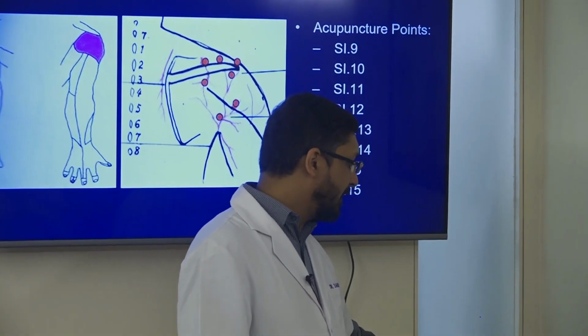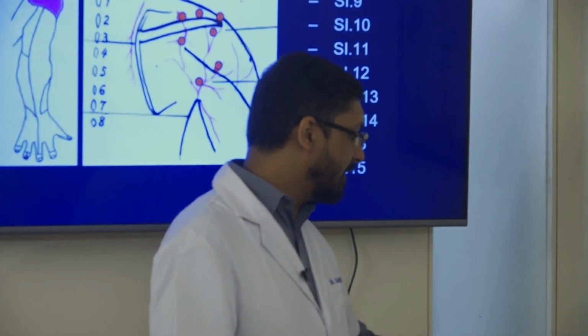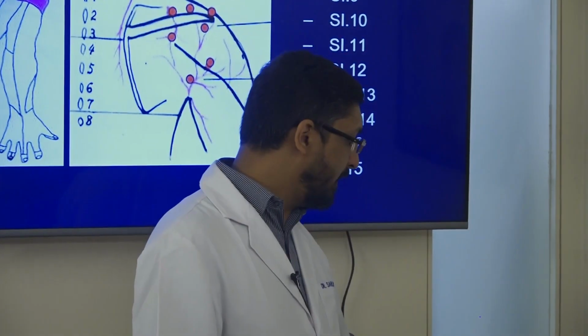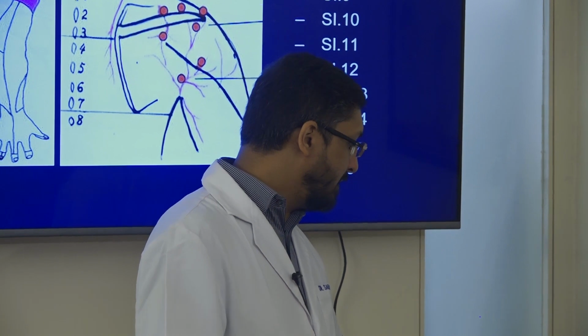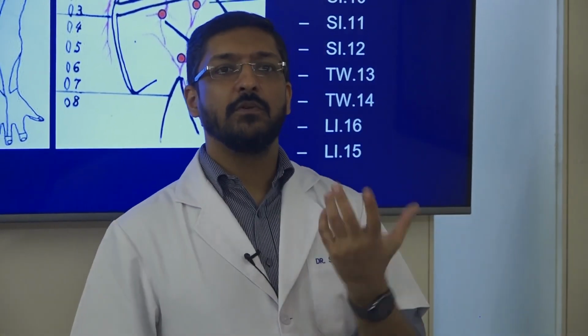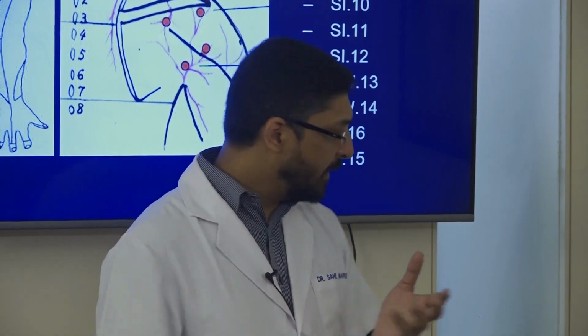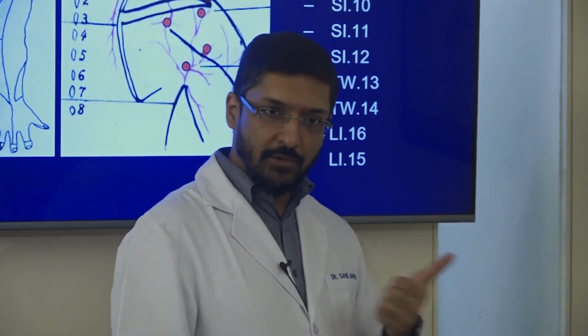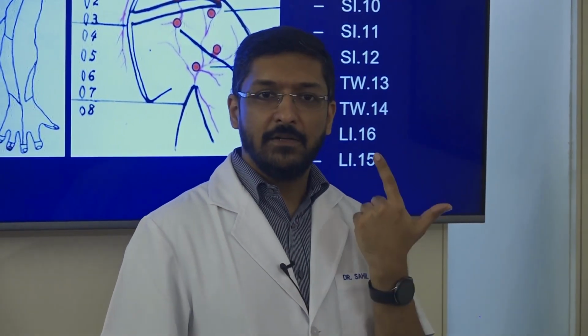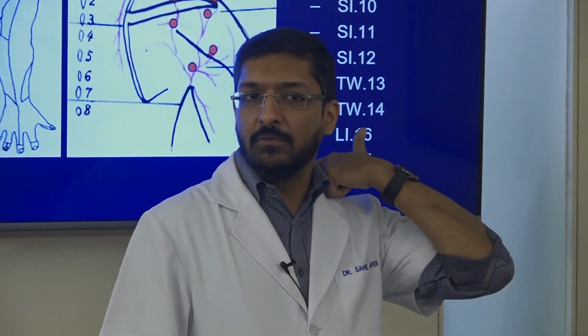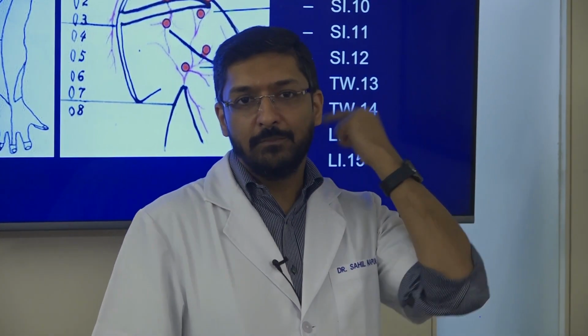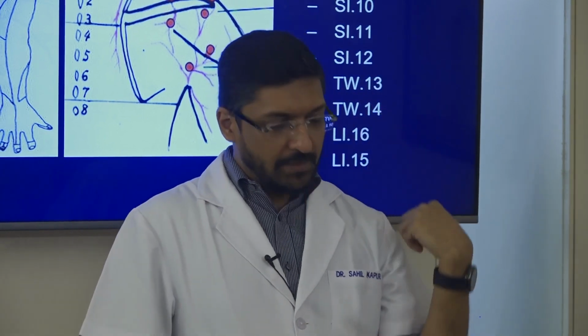So it starts from SI9, SI10, SI11, SI12, triple warmer 13, triple warmer 14, LI16, LI15. A lot of us are already using many of these points for treating shoulder pains as it is, right? Any additional points we can use, one. Second, I said, you can use the same dermatome in the back. You can prickle that particular 0 point, and you can also use prickling along the dermatome.